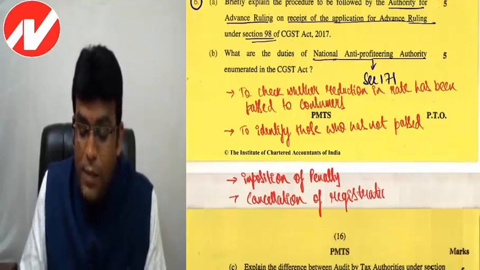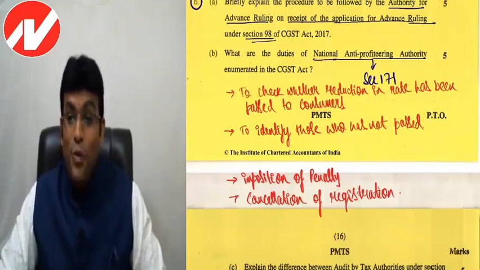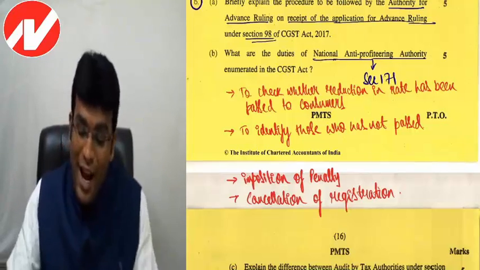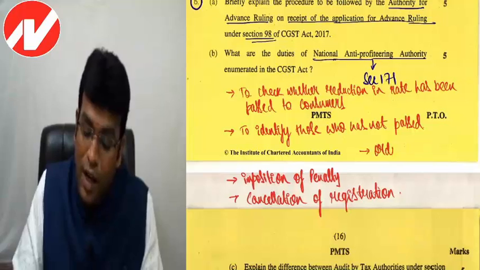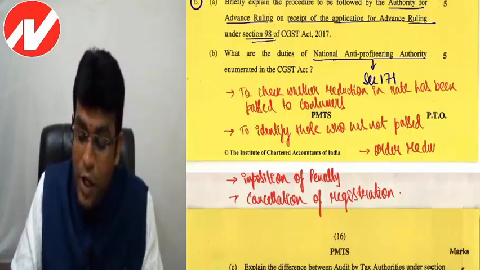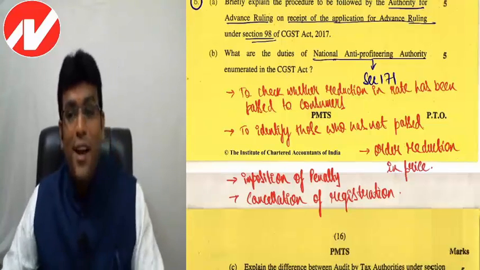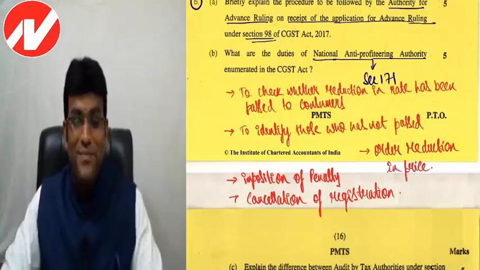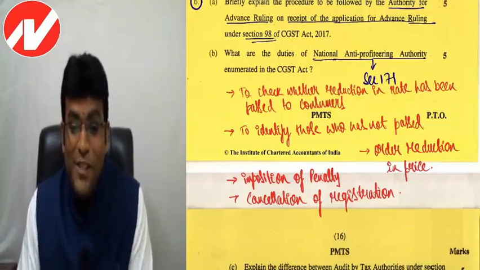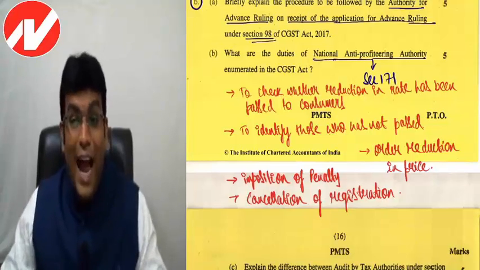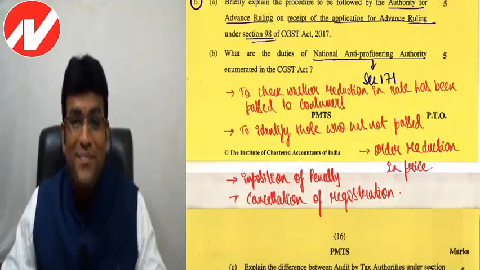That also they can do, my dear friends. These are the various powers National Anti-Profiteering Authority has got. And of course, they also got power to order reduction in price. They can order reduction in price. That power also is there with them. Clear, my dear friends? Exactly. These are the duties of National Anti-Profiteering Authority, my dear friends.